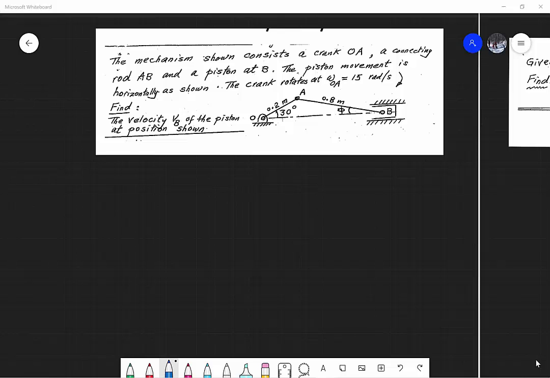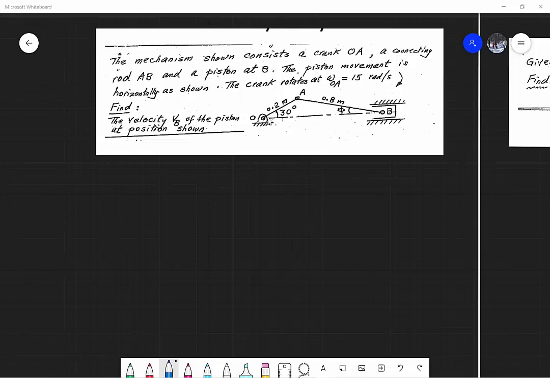In this problem, the mechanism shown consists of a crank OA of 0.2 meter, a connecting rod AB 0.8 meter long, and a piston at B. The piston movement is horizontal as shown, so we can see that the piston is moving right or left. The crank rotates at omega OA 15 radian per second clockwise.